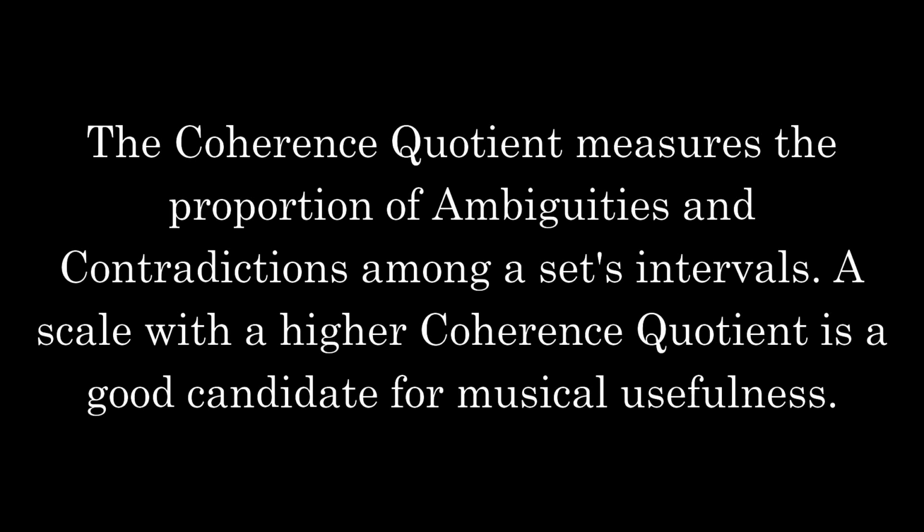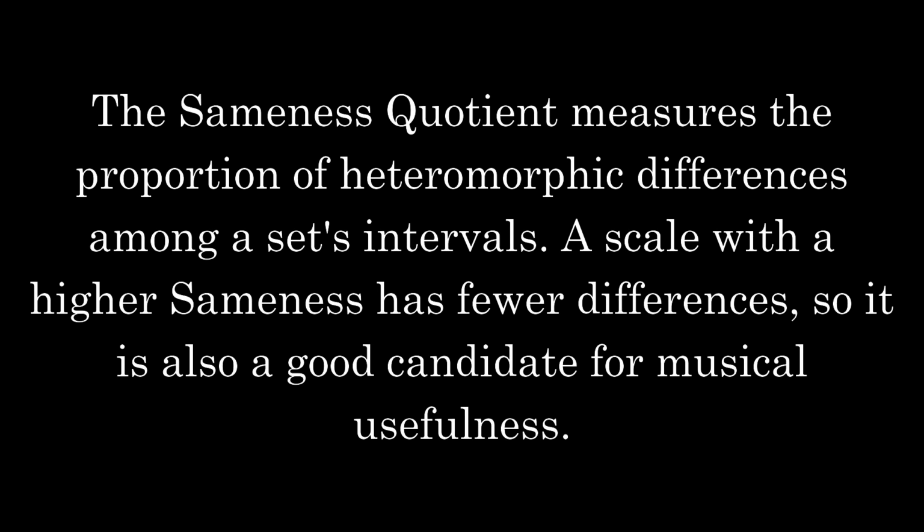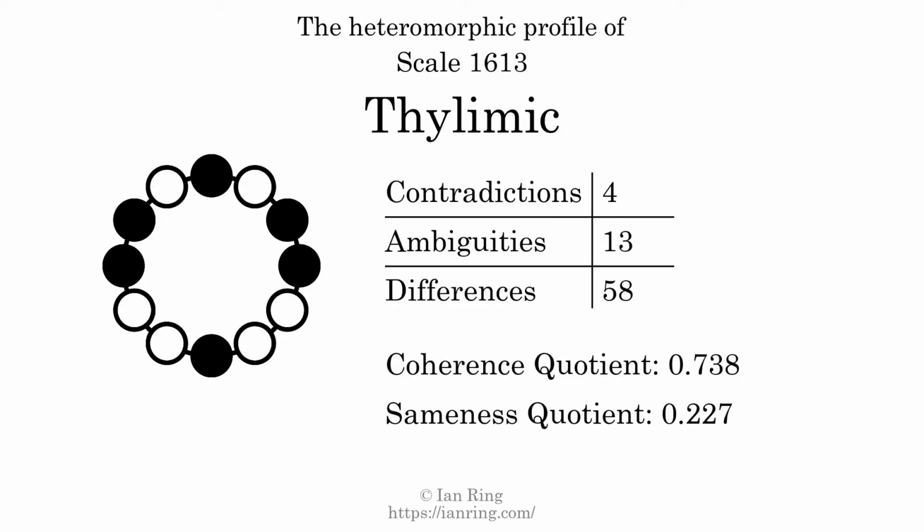The coherence quotient measures the proportion of ambiguities and contradictions among a set's intervals. A scale with a higher coherence quotient is a good candidate for musical usefulness. The coherence quotient is 0.738. The sameness quotient measures the proportion of heteromorphic differences among a set's intervals. A scale with a higher sameness has fewer differences, so it is also a good candidate for musical usefulness. The sameness quotient is 0.227.